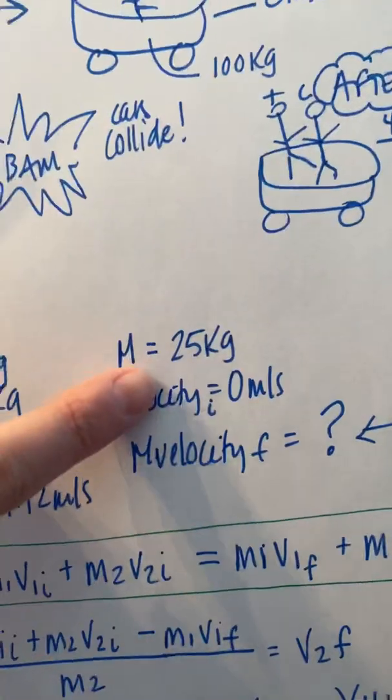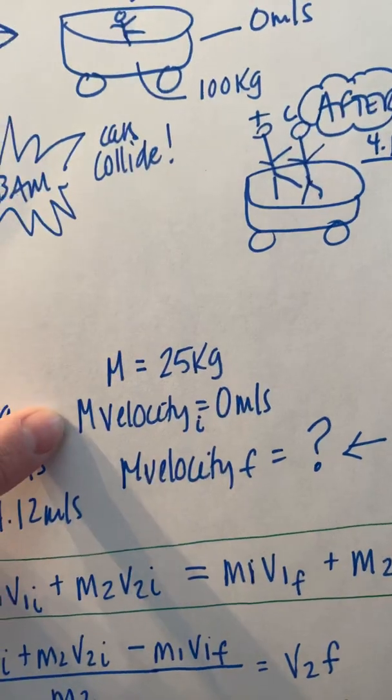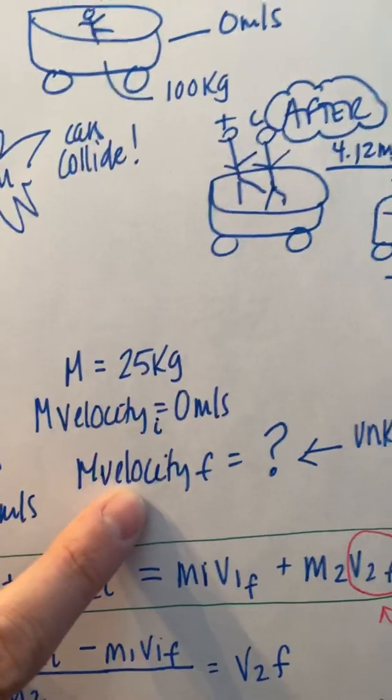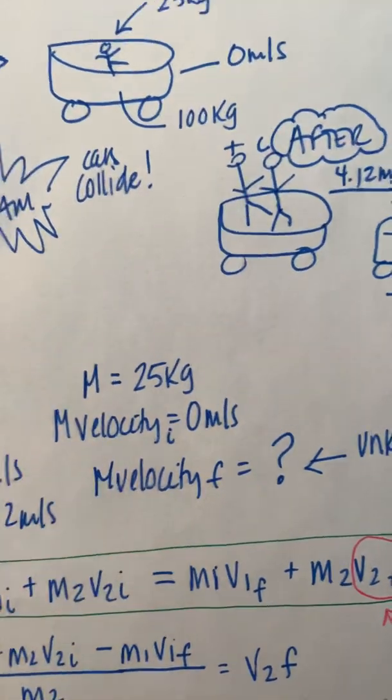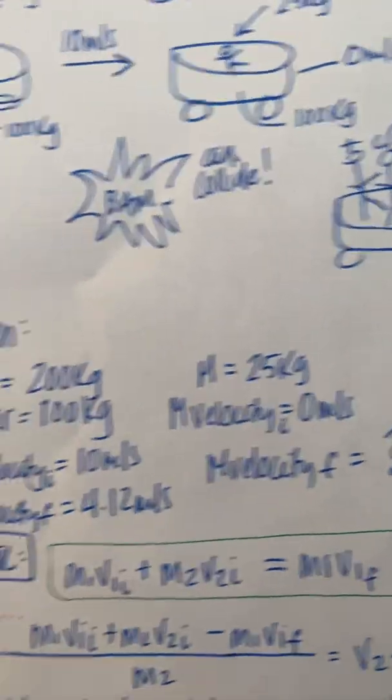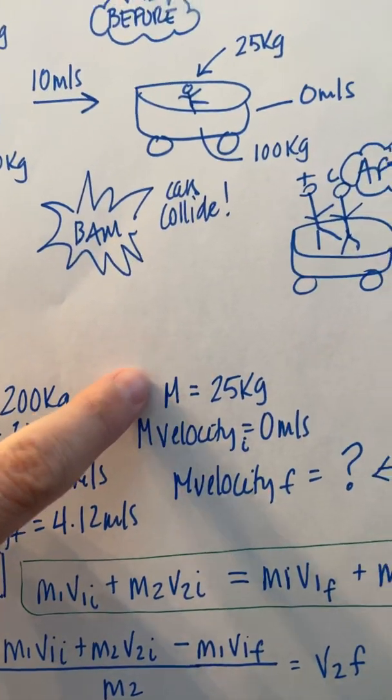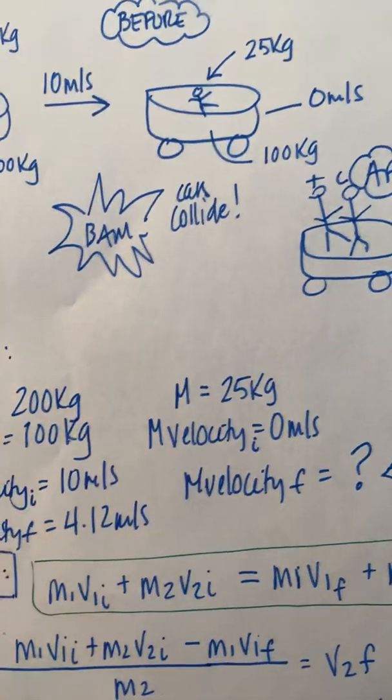Melinda has a mass of 25 kilograms. Her initial velocity is 0 meters per second. The unknown is the final velocity of Melinda. Now remember, we have to include the bumper car for Melinda. It wasn't given here, but we know she's in one, so we have to include that.